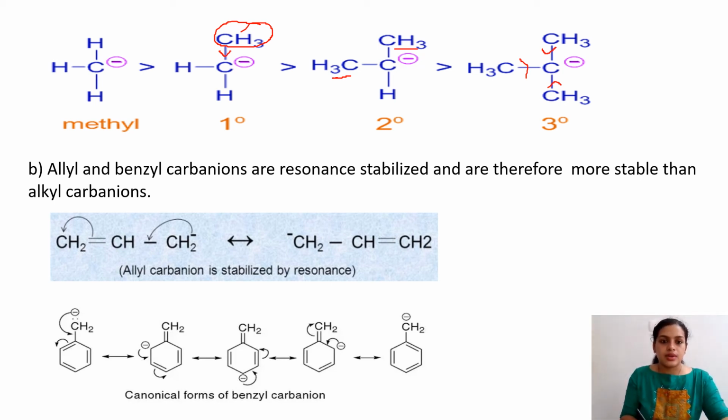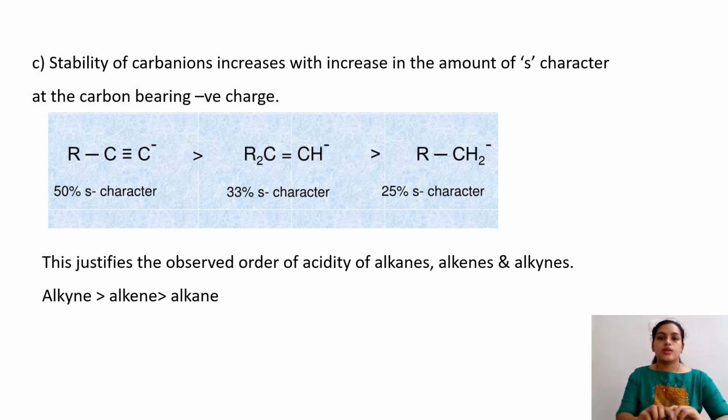And allyl and benzyl carbanions are stable. Allyl and benzyl will be more stable than their alkyl counterparts because of resonance stabilization. Here is shown how it is resonance stabilized. And this is benzyl carbanion. As you can see, there are 5 resonance structures in the case of benzyl carbanion. So this is the most stable condition. And another point is that stability of carbanions increases as the amount of s character increases. So this justifies the observed order of acidity of alkanes, alkenes and alkynes.